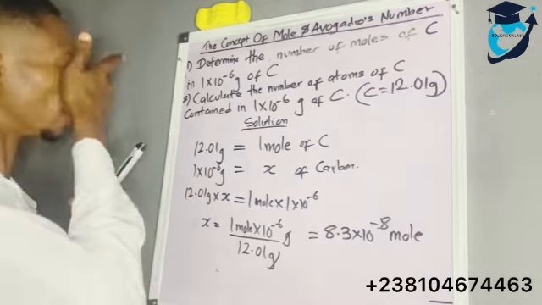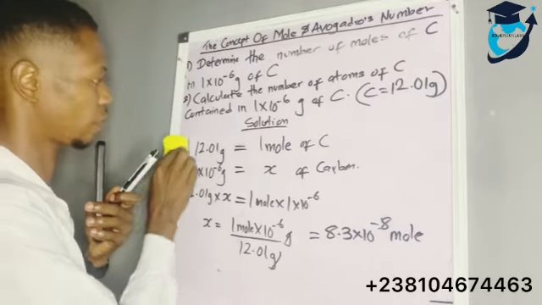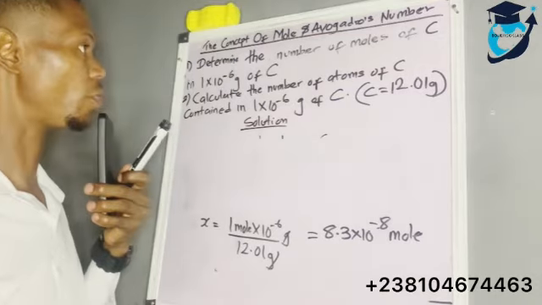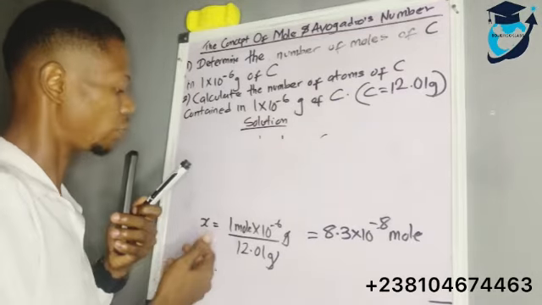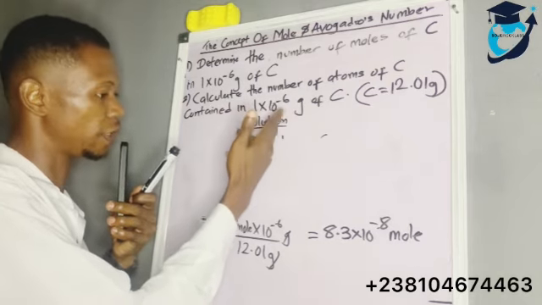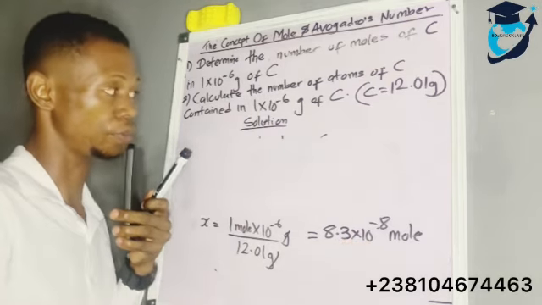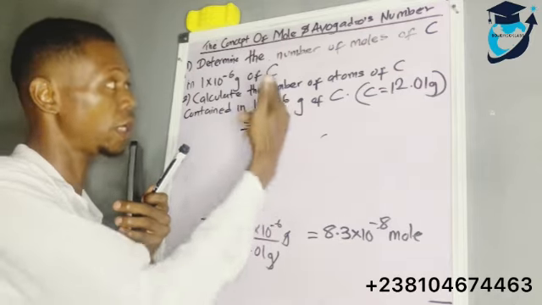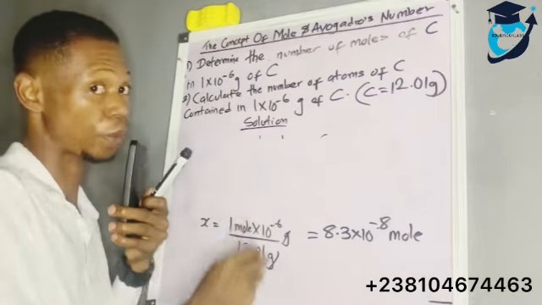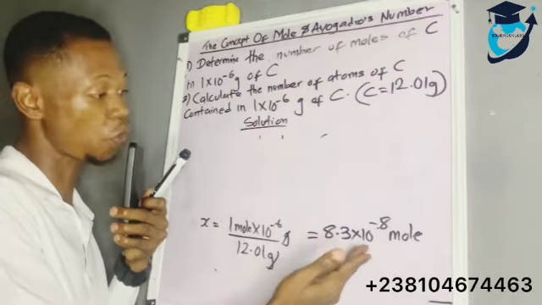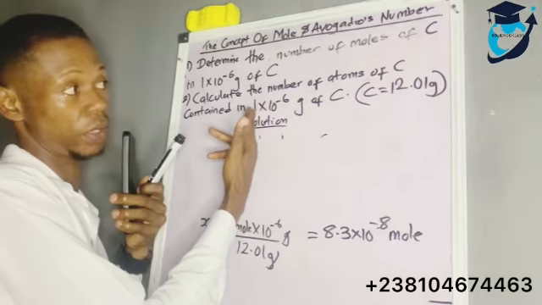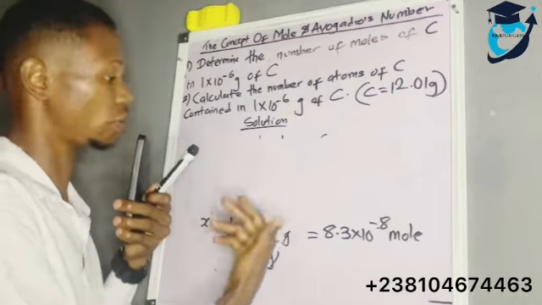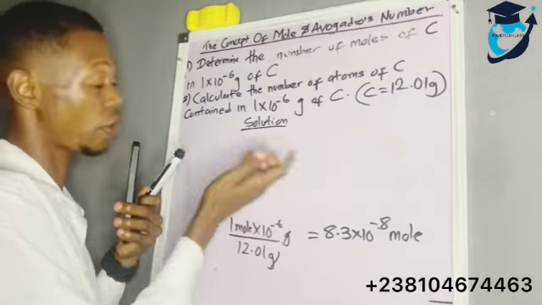Alright, let us check for the second one. Calculate the number of atoms contained in this. Now you see that the number of mole here is 8.3 times 10 raised to minus 8 mole. So we can decide to use mole in this case since we have the actual number of mole inside 1 times 10 raised to minus 6 gram of carbon. You understand? But if you still don't want to use mole, you can still use this one too. Whichever one we want to use, we can use it.